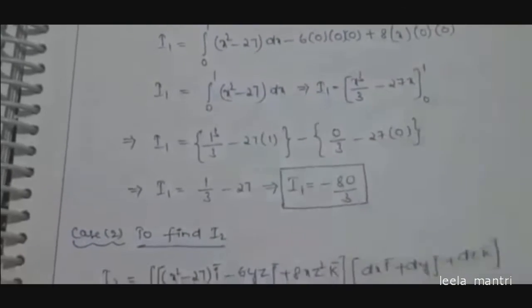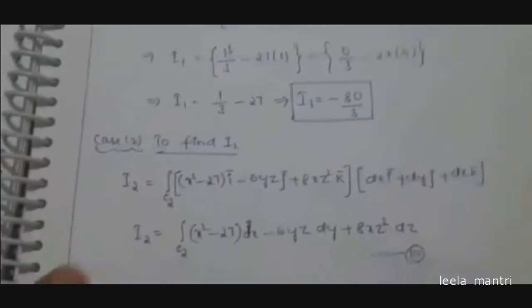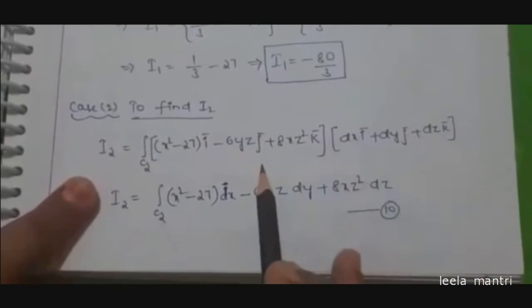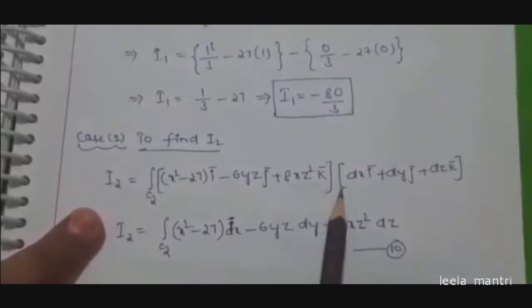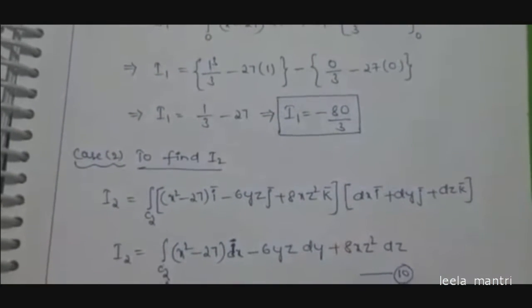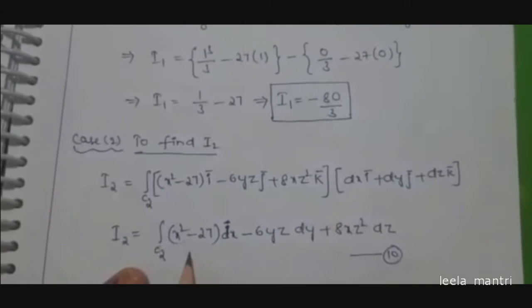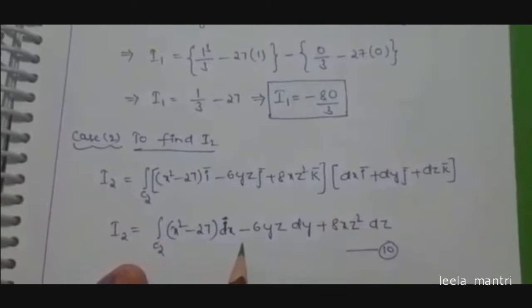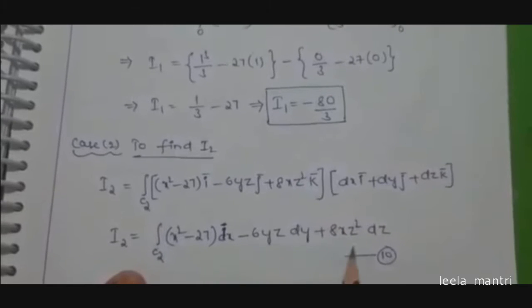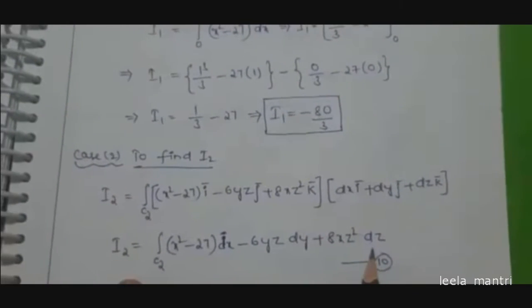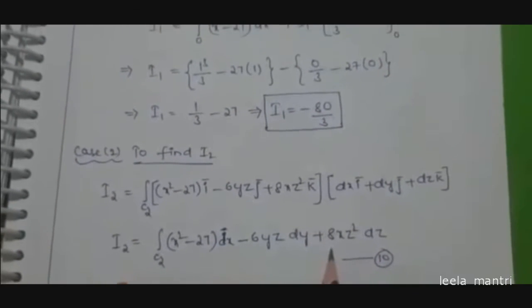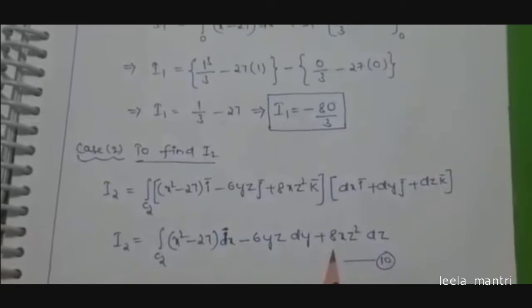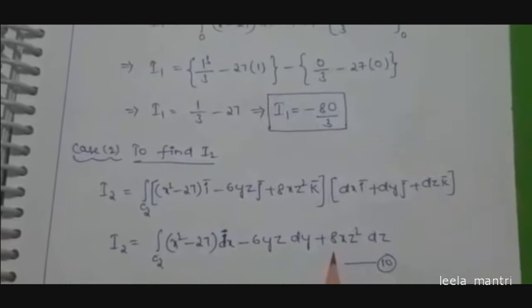Now we find out the second case for I2. Again we are substituting f bar and dr bar by using the dot product. On simplification we get the line integral over c of (x square minus 27) dx minus 6yz dy plus 8xz square dz. Again we will be converting this total equation in terms of a single variable without applying the distance formula here.